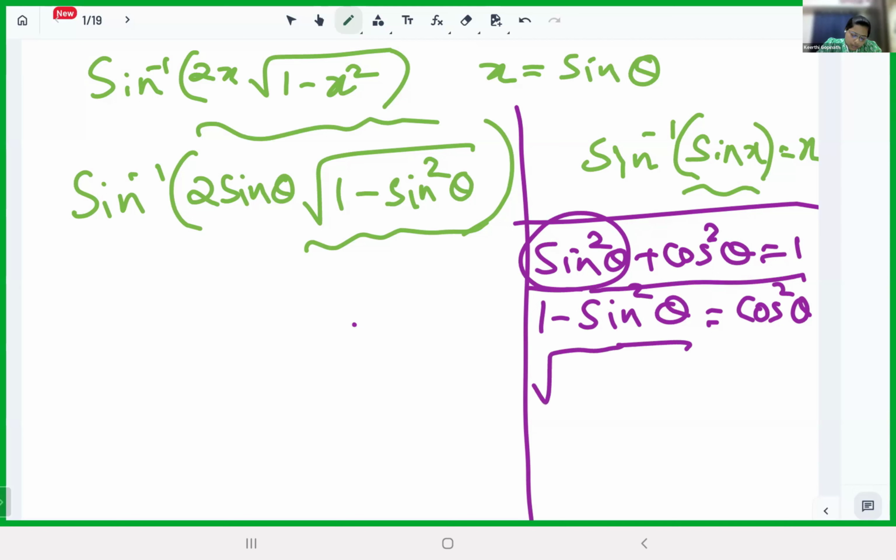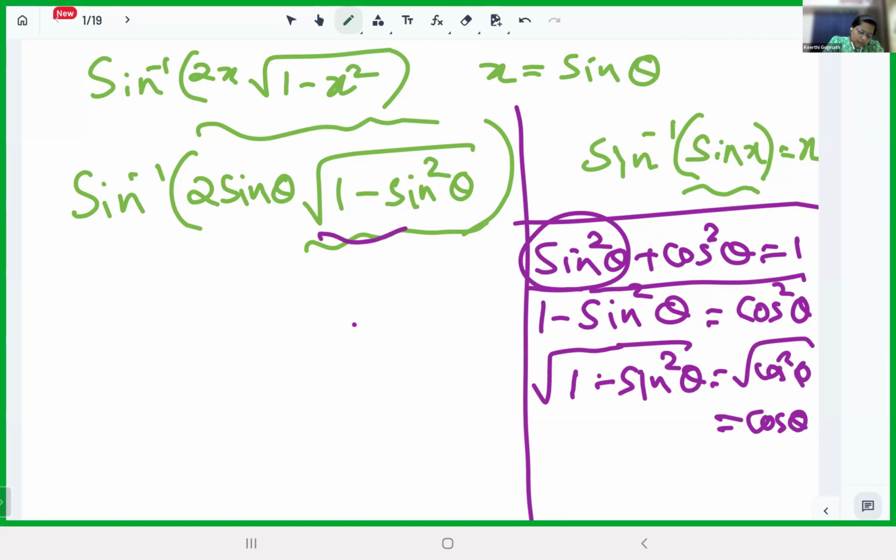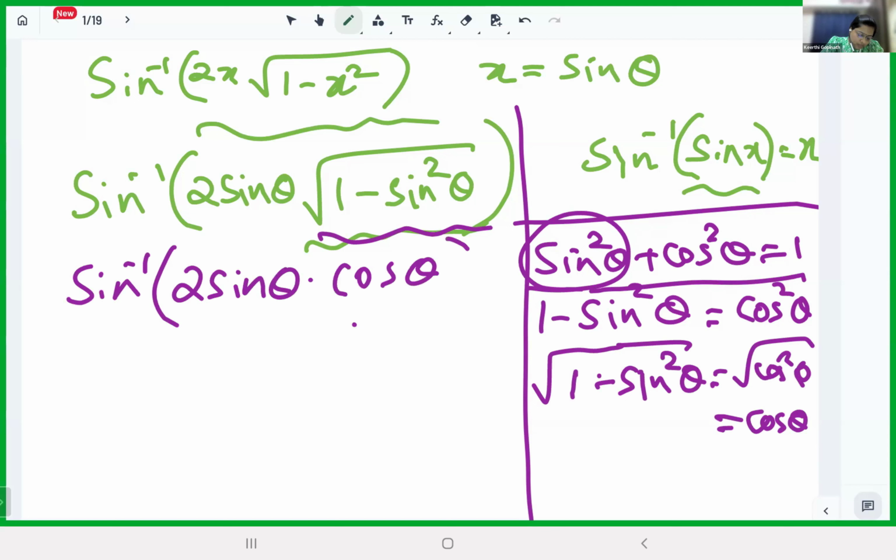So root of 1 minus sine square theta is equal to root of cos square theta, which means cos theta. Right. So instead of root of 1 minus sine square theta, I can write cos theta. Sine inverse of 2 sine theta into cos theta. Okay. Again, we have an identity using this 2 sine theta cos theta. What was that?